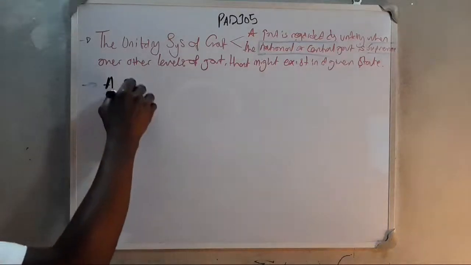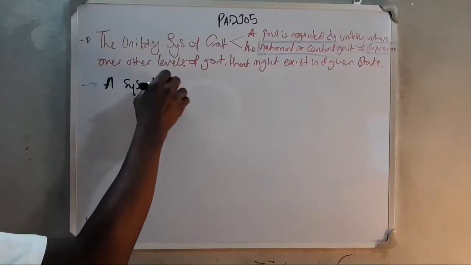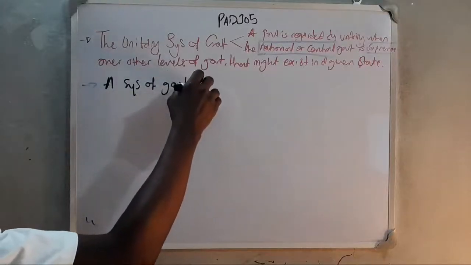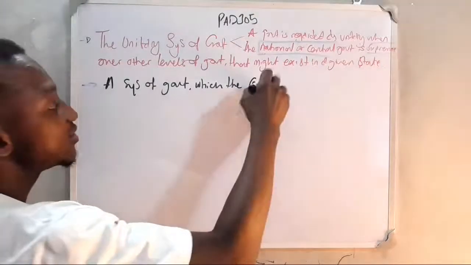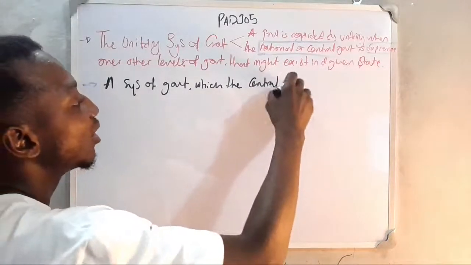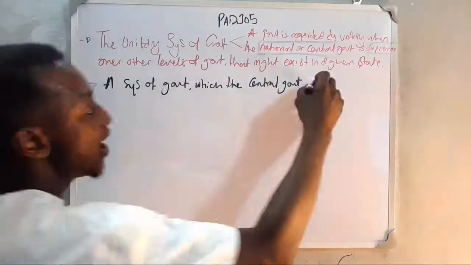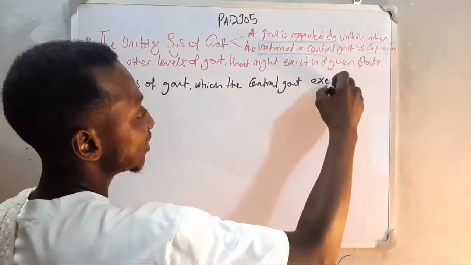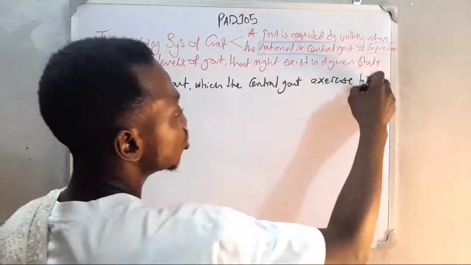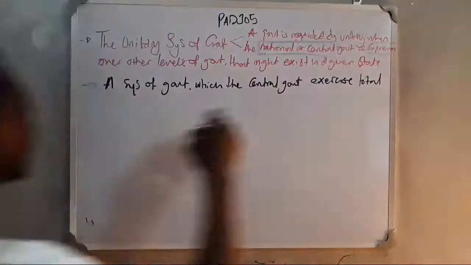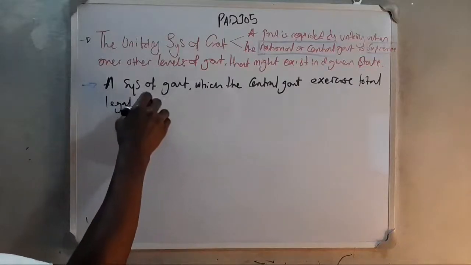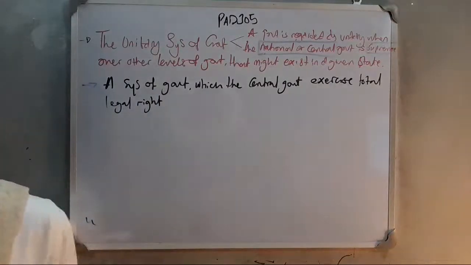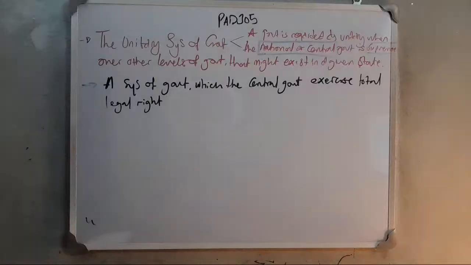A system of government in which the central government exercises total legal authority.